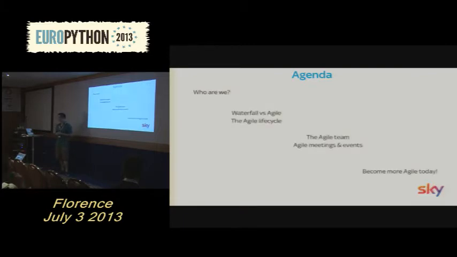Today we're going to cover a brief comparison against Waterfall and Agile. I'm going to show you the Agile Lifecycle. I'm going to show you what a typical Agile team looks like. And I'm also going to show you a typical Agile month and some meetings and events which are typical in an Agile Lifecycle.